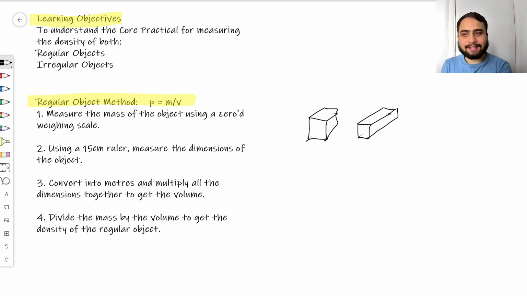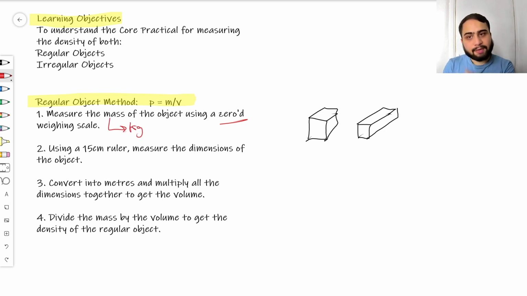So let's start off with the actual method itself. Number one, weigh the mass of the object using a zeroed weighing scale. A zeroed weighing scale really means that you've checked that the initial balance on the scale is at zero, right? Because you can get some sort of errors, which would be systematic error, if your scale wasn't zeroed at the very beginning. So you want to measure the mass using a zeroed weighing scale. This will give us the mass in kilograms straight away, okay?